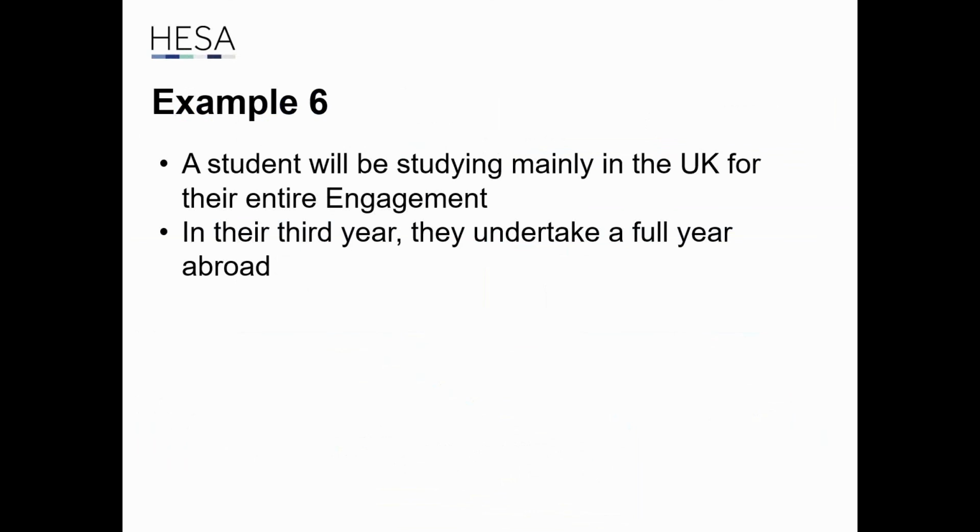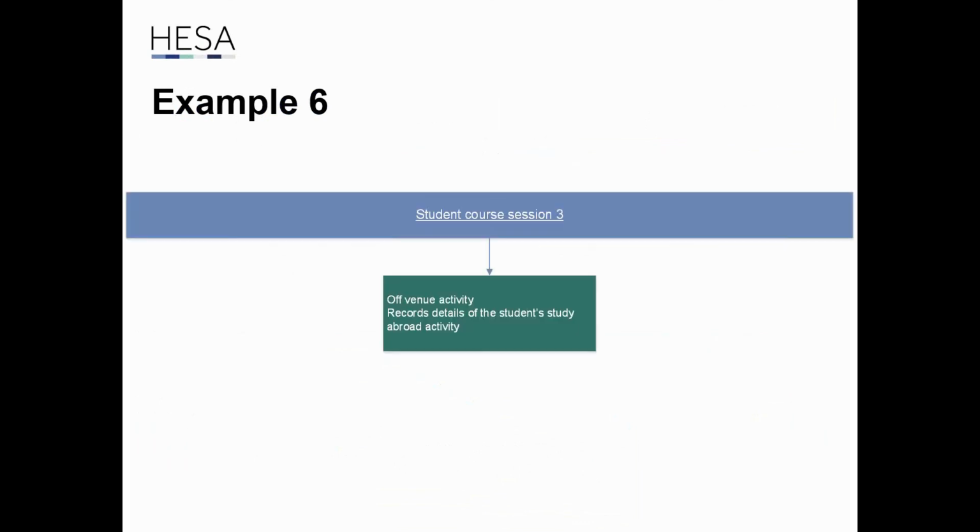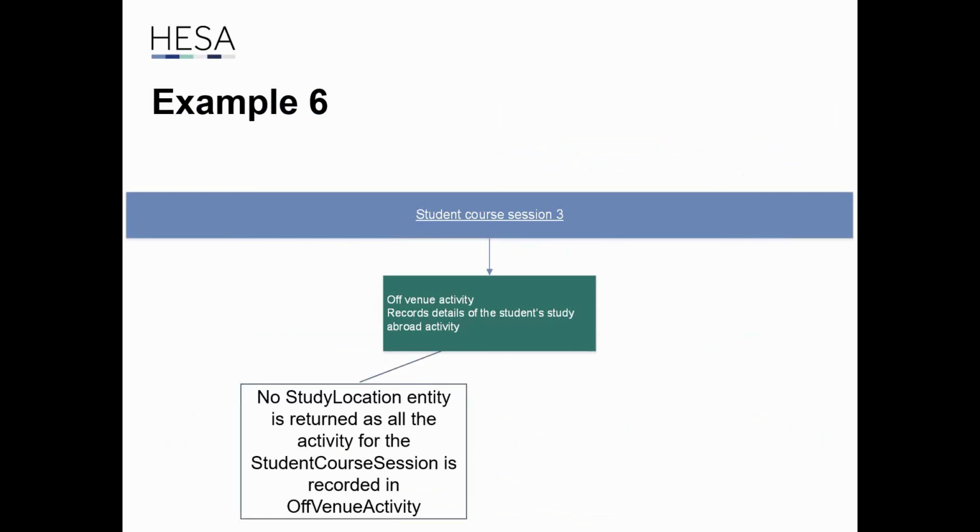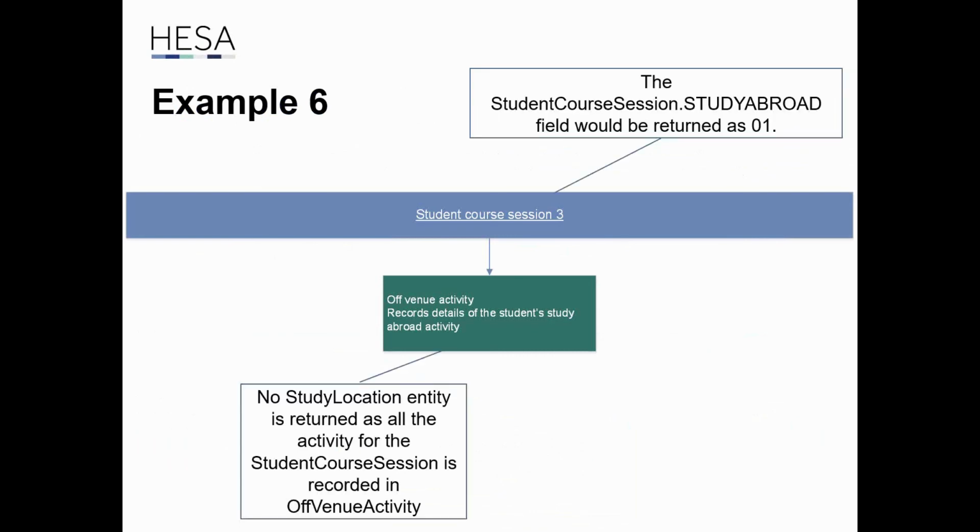So the next example then, example 6. The student will be studying in the UK for their entire engagement, but in their third year, they decide to take a full year overseas. So in their third student course session, the off-venue activity is recording the student's activity. You don't need to return a study location because the whole of the student course session is actually the off-venue activity. So we don't need that study location to be returned because there isn't anything that they're doing in the UK. And you'd probably have the study abroad flag in the student course session flagged as 01, which is full year study abroad.